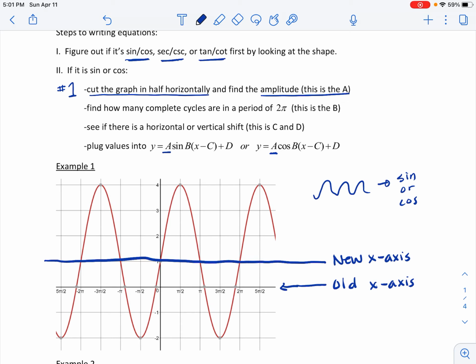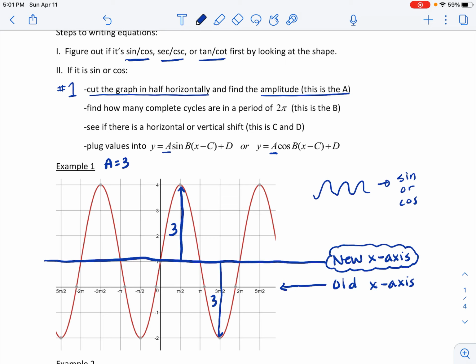Okay, so let's see what happened here. I want to find the amplitude of this thing and find the A. Remember, the amplitude is the distance from the x-axis to the highest point or the x-axis to the lowest point, and it has to be the same. But we're going to be using our new x-axis to calculate this, that horizontal line that cut it in half. So let's check it out. If I go from the new x-axis to the highest point, or the new x-axis to the lowest point, how many units did I go? Well, here I went up 3, here I went down 3, so that means my A value here is going to be 3.